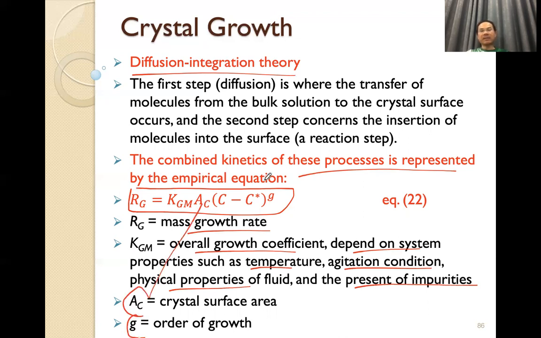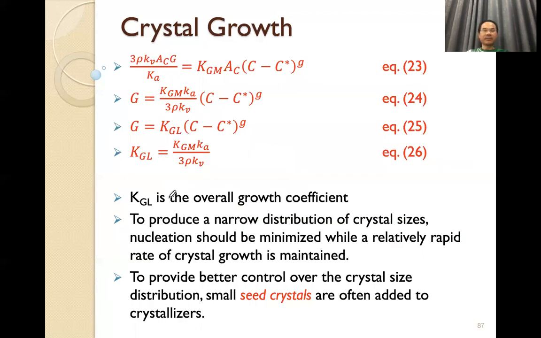We can express Rg as a function of the combined mass transfer and integration steps. You substitute Rg equal to this, then you can solve for G equal to this term, and we combine this term into KGL. KGL is the overall growth rate coefficient. That means G equals KGL delta C to the power g. It looks like the power law model of nucleation.